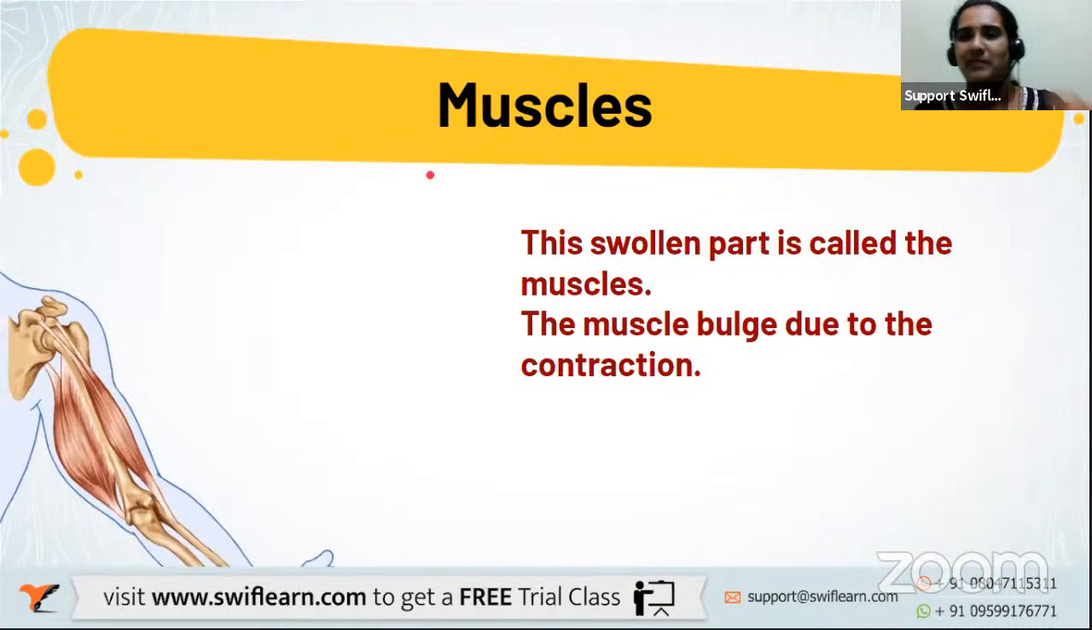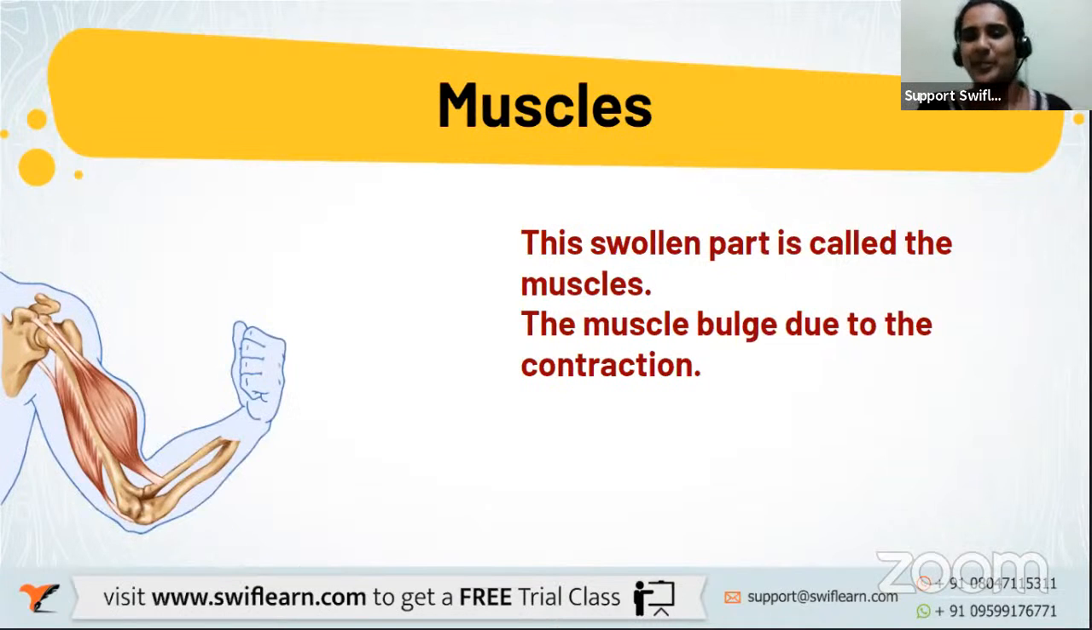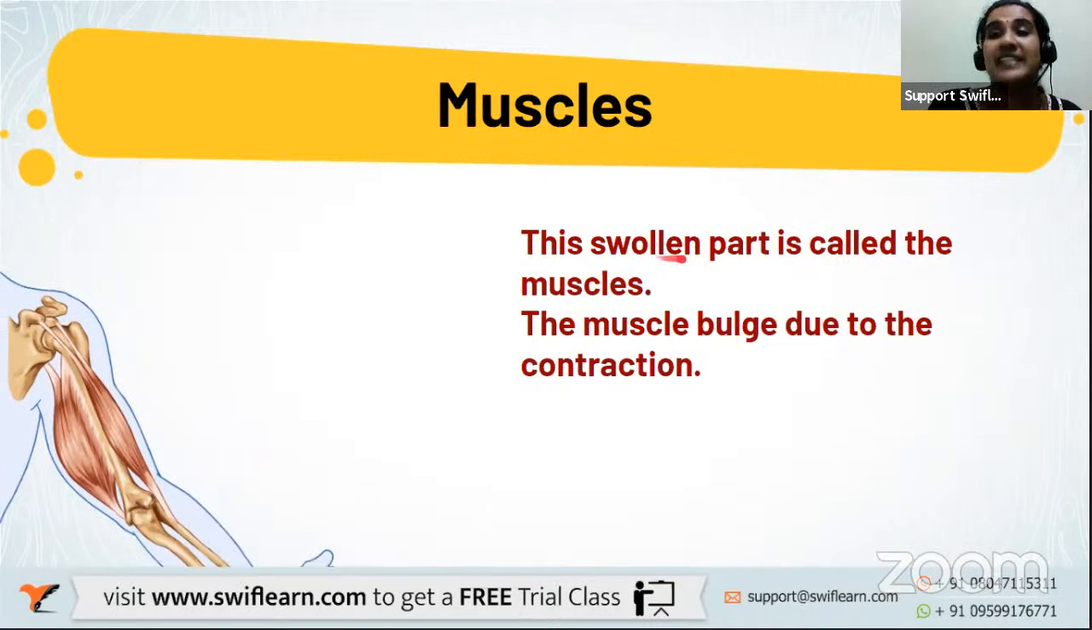You'll know about muscle men. They will keep their arms like this, and the muscle will come up like this. So this swollen part is called the muscles. What are they called? They are called muscles.